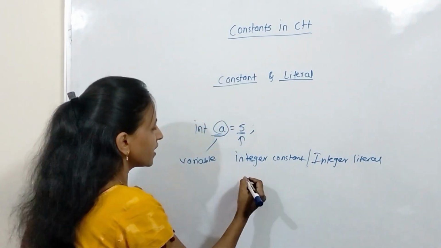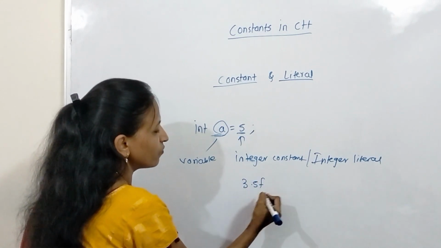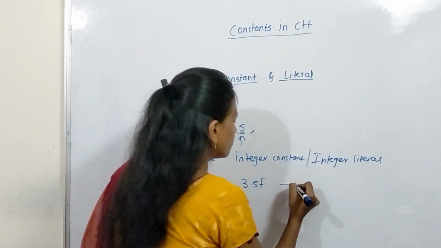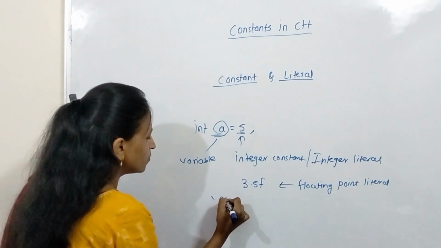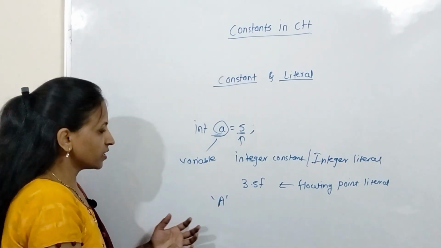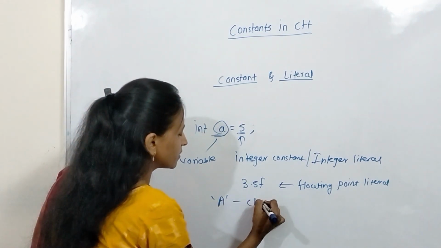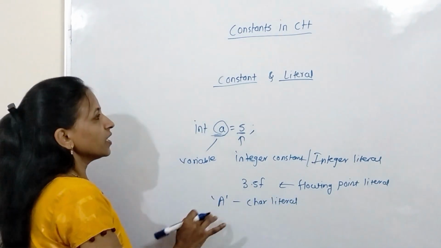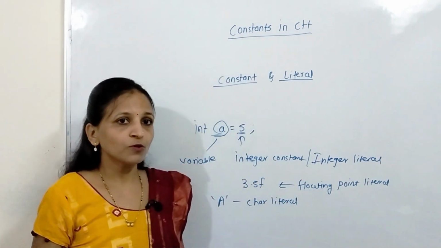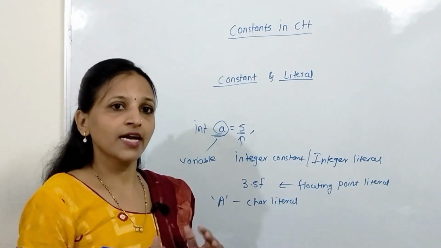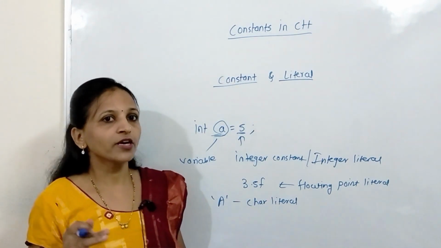Okay, I am writing a value like 3.5f. Then what is this? This is a floating point. Okay, I have used a value like 'a'. This 'a' is a character literal. See, there are multiple values we are using inside a program. If those are fixed values, then that is called a constant or literal.